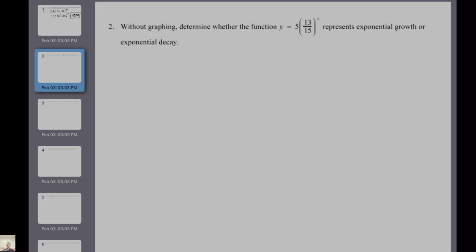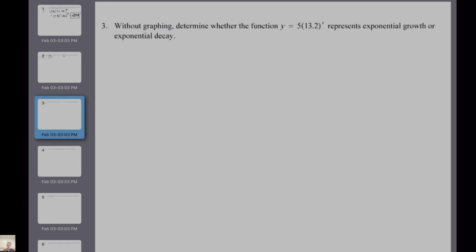Question number 2. Without graphing exponential growth or decay, look at the b value. The b value is less than 1, so it's exponential decay. Without graphing, determine, look at the b value. It's greater than 1, exponential growth.